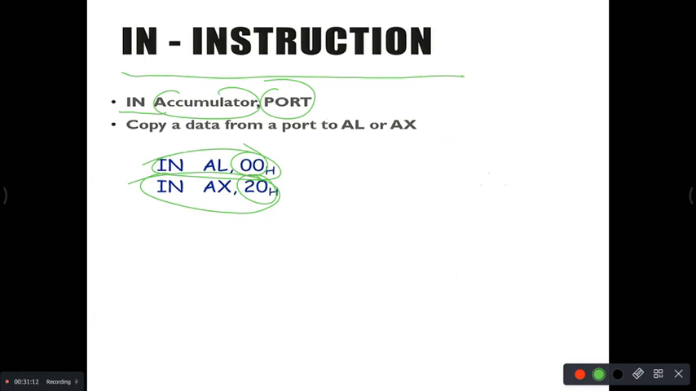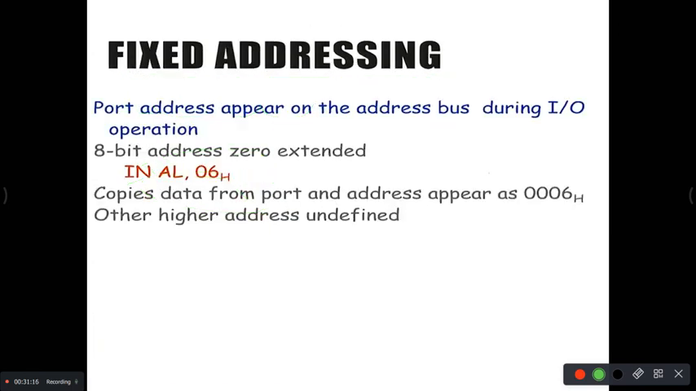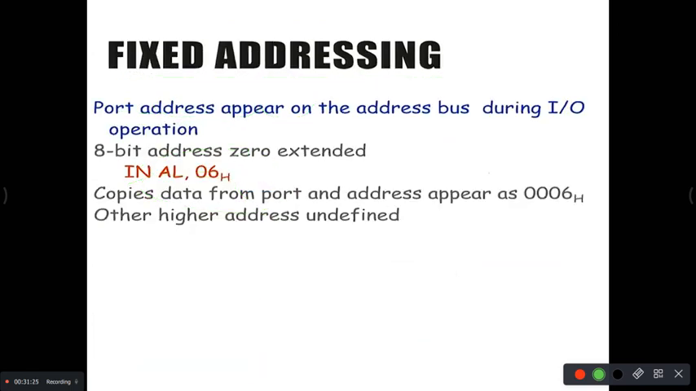Now, can you guess? Your address can be either 8-bit or 16-bit. I already told you about this. The port address appears on the address bus during the IO operation. So the 8-bit address is this one. It copies the data from the port to the register. Whatever is there on the slide, I already explained to you.